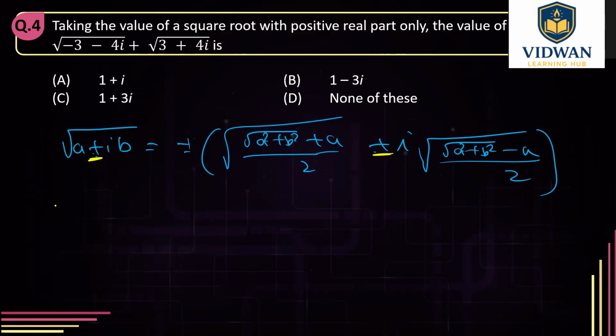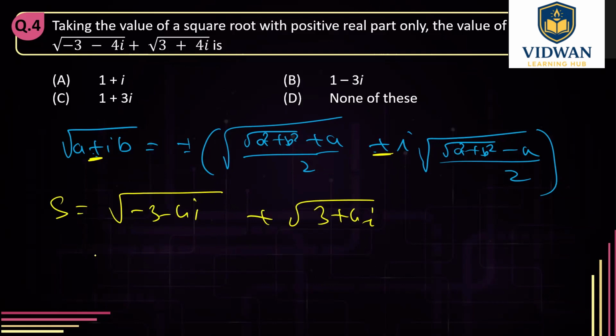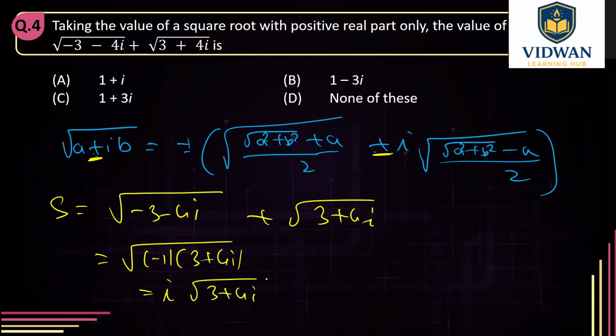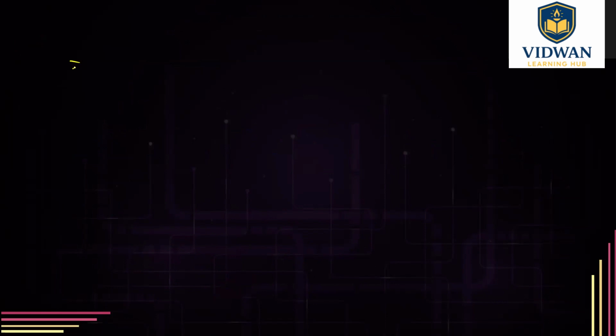Now, the given sum can be written as root of minus 3 minus 4i plus root of 3 plus 4i. Suppose you take minus common here, then this is root of minus 1 into 3 plus 4i. And since square root of minus 1 is I, you can write I times root of 3 plus 4i here. The second term will write same. So that is plus root of 3 plus 4i. Take this common, then you'll get I plus 1 into root of 3 plus 4i.